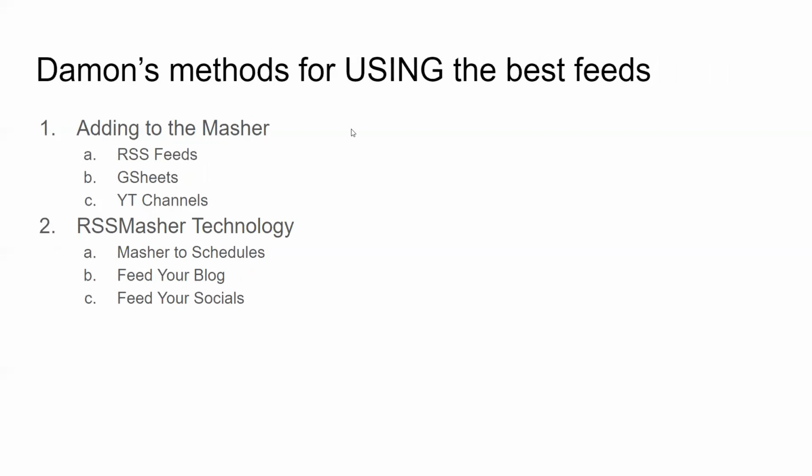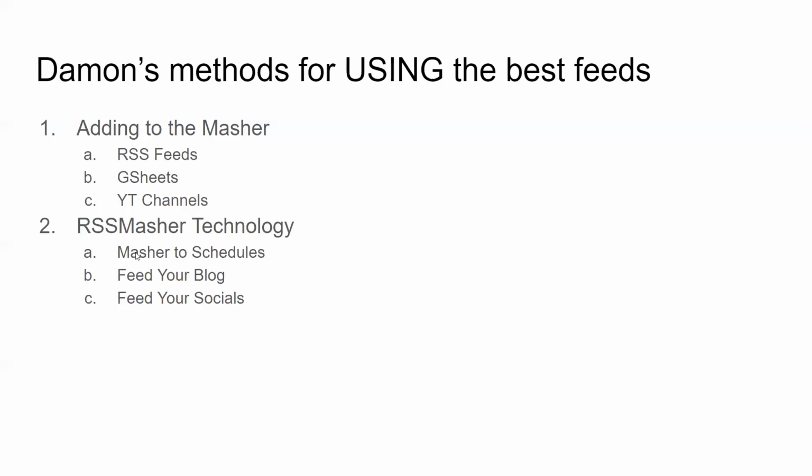Okay, so methods for using your RSS feeds. You can add to the Masher, either coming in as an RSS feed or a G Sheet or a YouTube channel. Now, I showed everybody how to do this in this call here. Are there any questions on how to get it into the Masher with any of these methods here? Oh, you've done a good job. Deathly silence. Yeah, there'll be a replay on this.